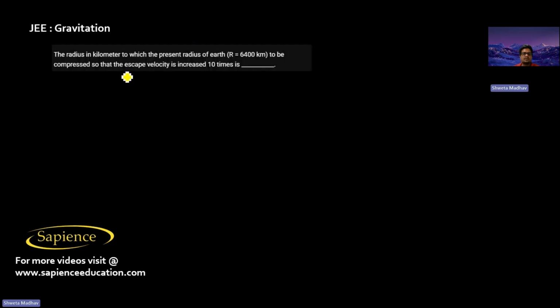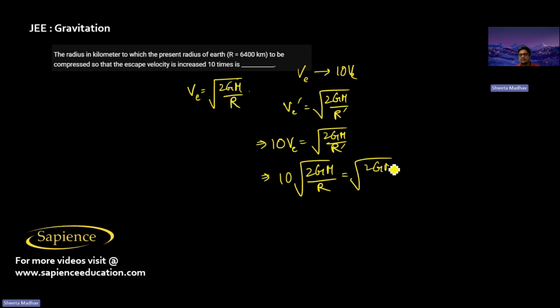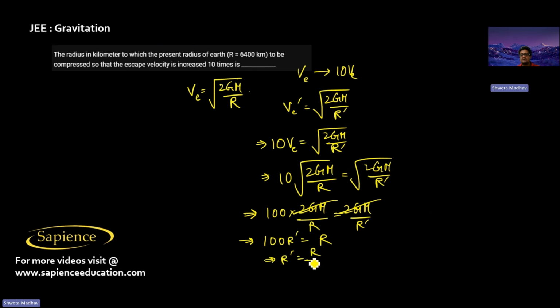4 is the answer. Then here it is told the radius in kilometer to which the present radius of Earth is to be compressed so that the escape velocity is increased 10 times. We know that the escape velocity is given as root over 2GM by R. The escape velocity has to be increased to 10 times, 10 VE. That means VE dash will be equal to root over 2GM by R dash. So 10 VE is equal to root over 2GM by R dash. If we square both sides, then we will have 100 into 2GM by R is equal to 2GM by R dash. The 2GM will cancel, so 100 R dash is equal to R. Also, R dash should be equal to R by 100.